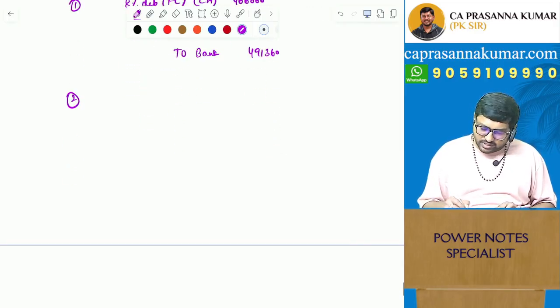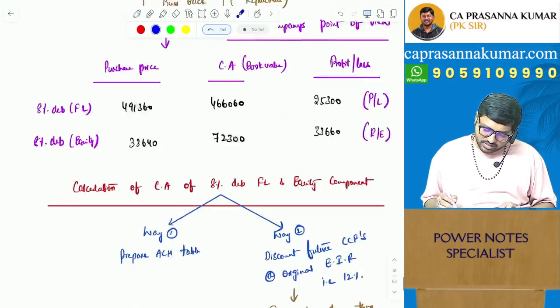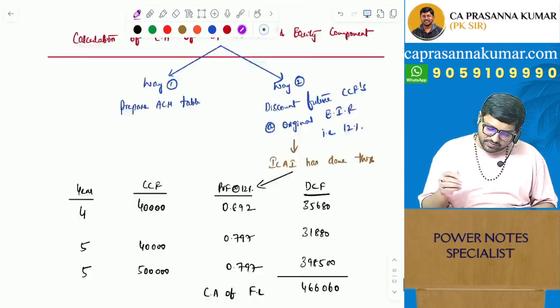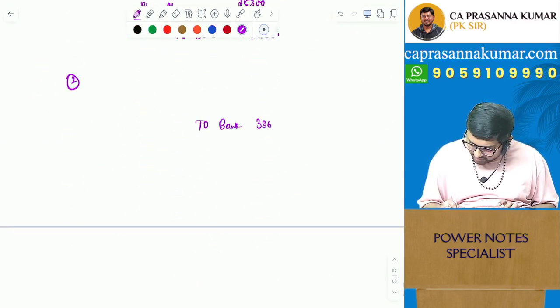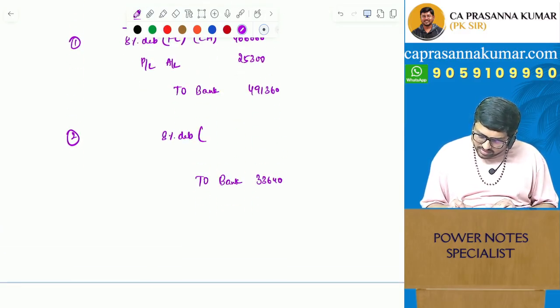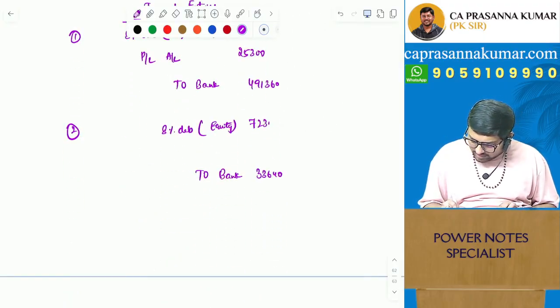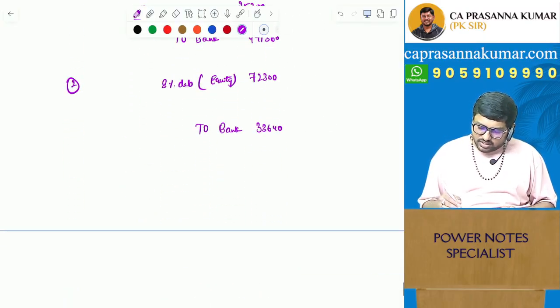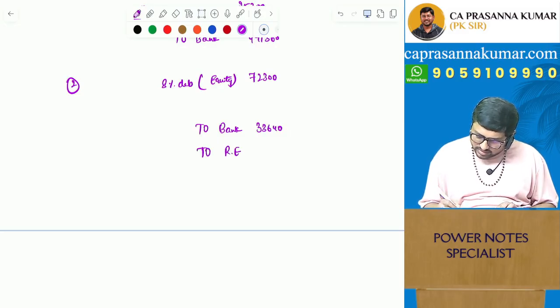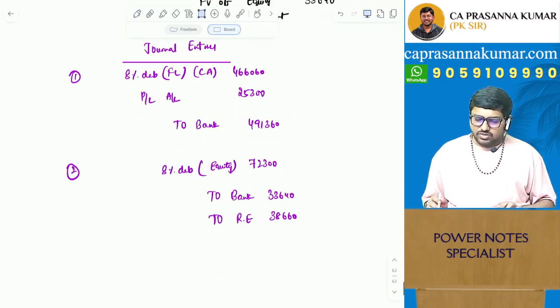Then the second entry for the equity component. Again, how much is the bank amount that you have paid? How much have you paid to purchase the equity component? Here it is less, 33,640. You have paid 33,640 to get the 8% debentures (equity component), and the carrying amount of the equity component is 72,300. You got it at 33,640, which means you have got a profit. So credit retained earnings. How much is the profit? 38,660 it seems. That's it. So in case of equity, you get a profit.